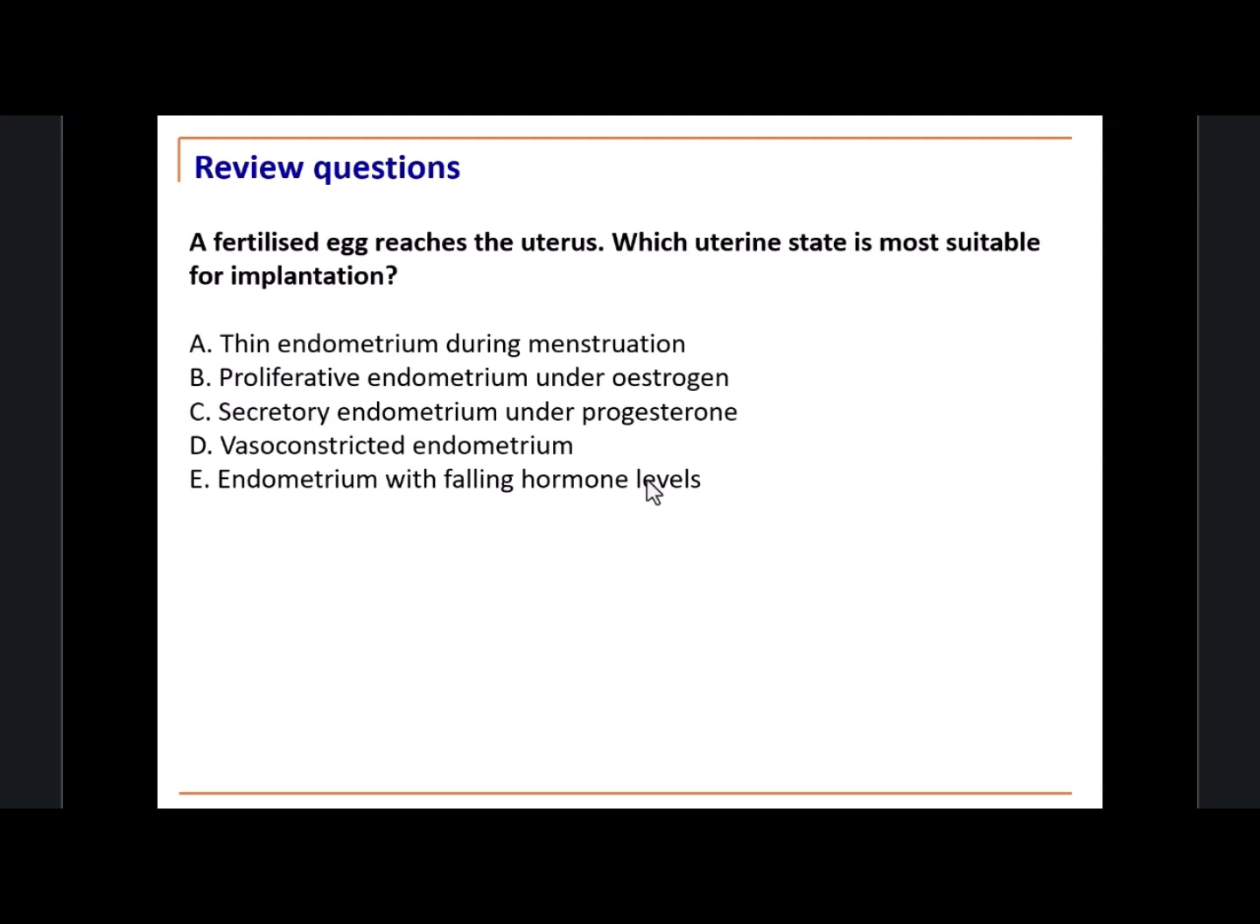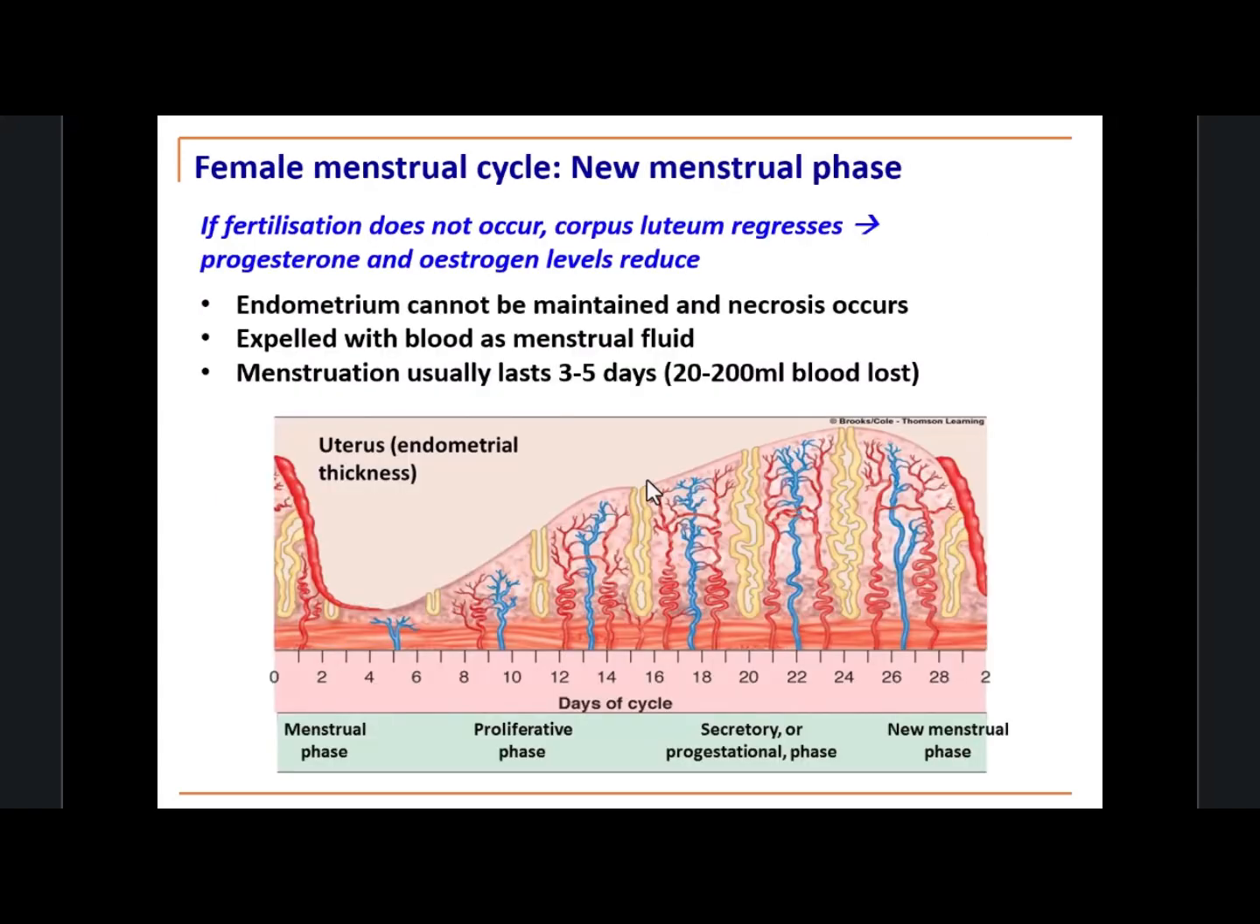So hopefully you wrote secretory endometrium under progesterone. So the progesterone is causing the endometrium to release these nice fluids. So these uterine fluids, uterine milk, high in glycogen and high in proteins, help to feed the developing ball of cells. Okay, so last phase, new menstrual phase.